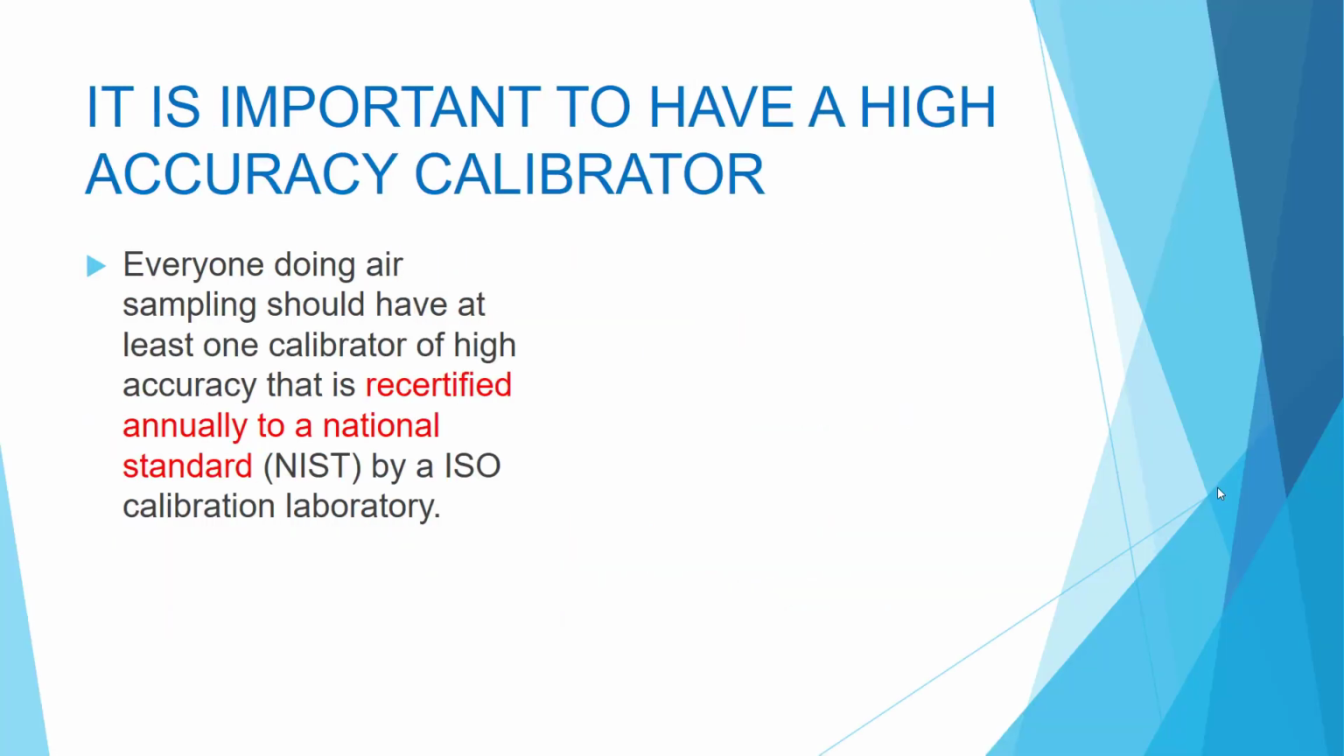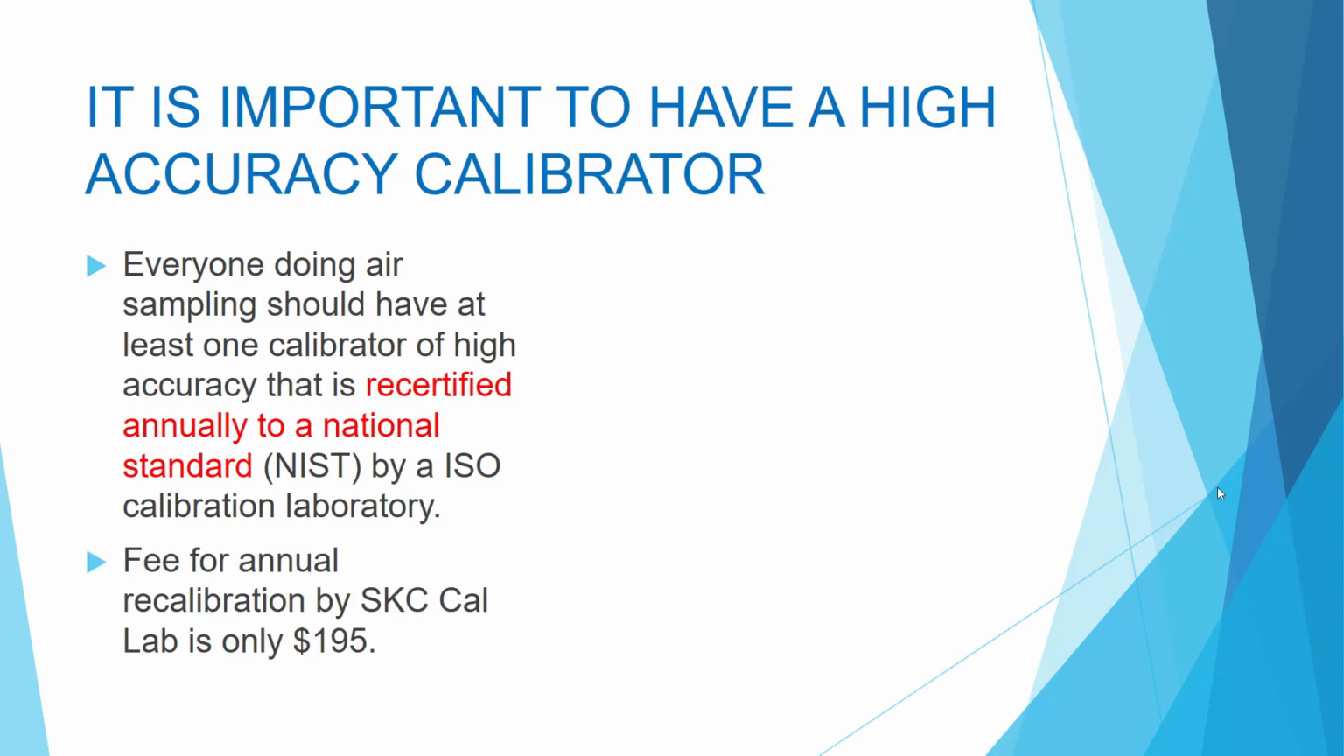Many pumps on the market have a display or some other sort of flow indicator on the pump itself. These are not adequate for flow calibration for compliance sampling. You must have a designated calibration device that is of high accuracy and certified to a national standard. Annually, the calibrator must be recertified by an ISO-certified calibration laboratory. Don't worry, it's only $195 to recertify at the SKC calibration lab.